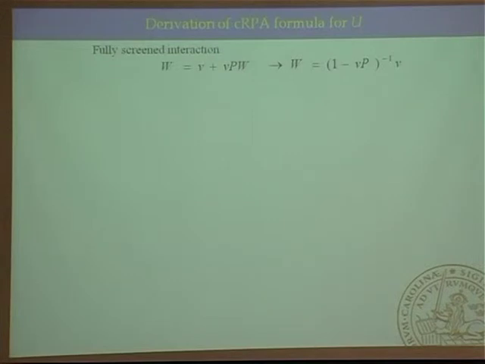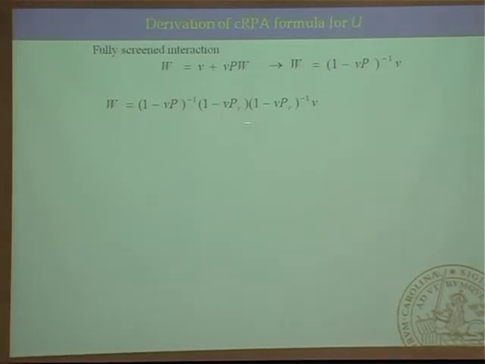So we can solve this. We have to remember that it's a matrix, it's not a number, and these quantities are frequency dependent. So this is true for each frequency, and they are matrices. So I can just solve this. It's very easy. I just put this term to the left hand side, and then I can take out the W, and we have this inverse of 1 minus VP. That's straightforward algebra.